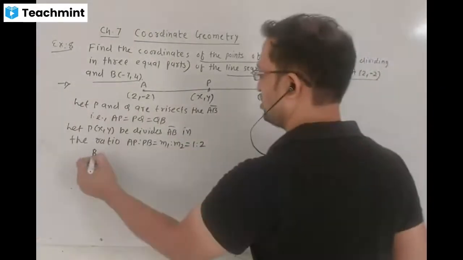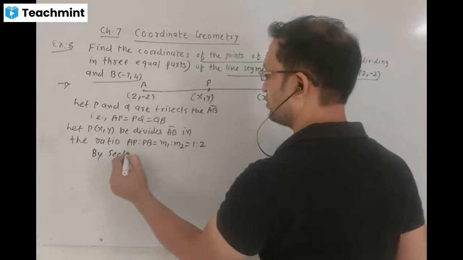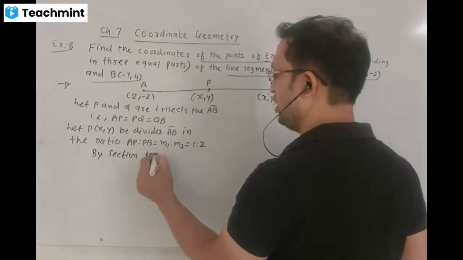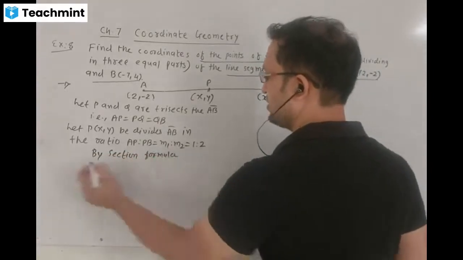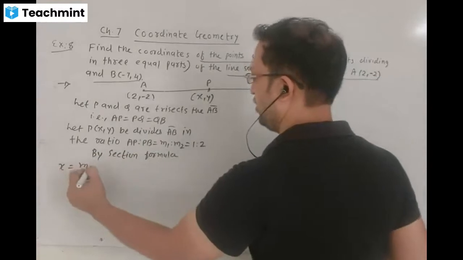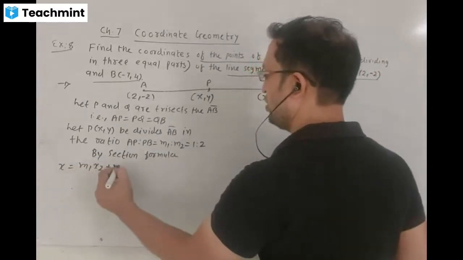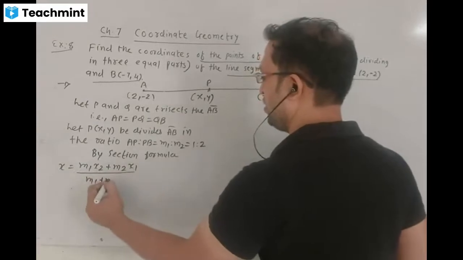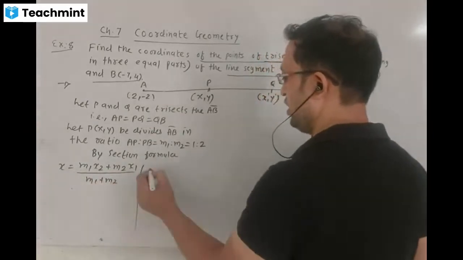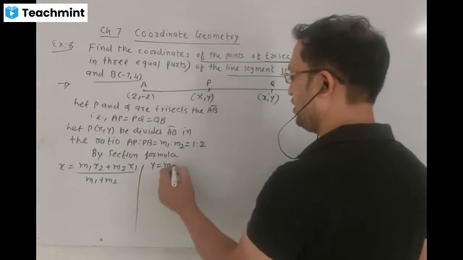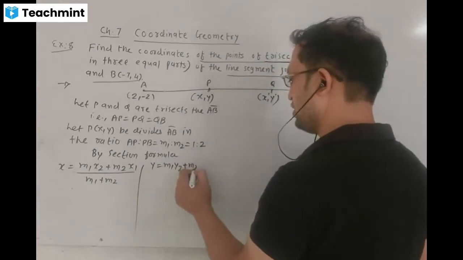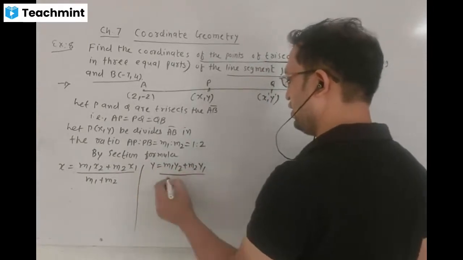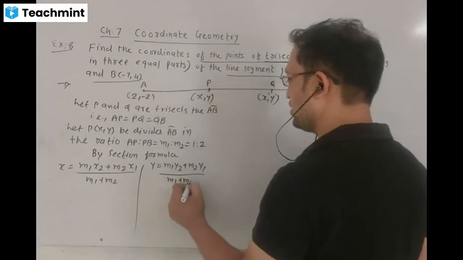Apply the section formula. x is equal to (m1 x2 plus m2 x1) divided by (m1 plus m2). Similarly, y is equal to (m1 y2 plus m2 y1) divided by (m1 plus m2).